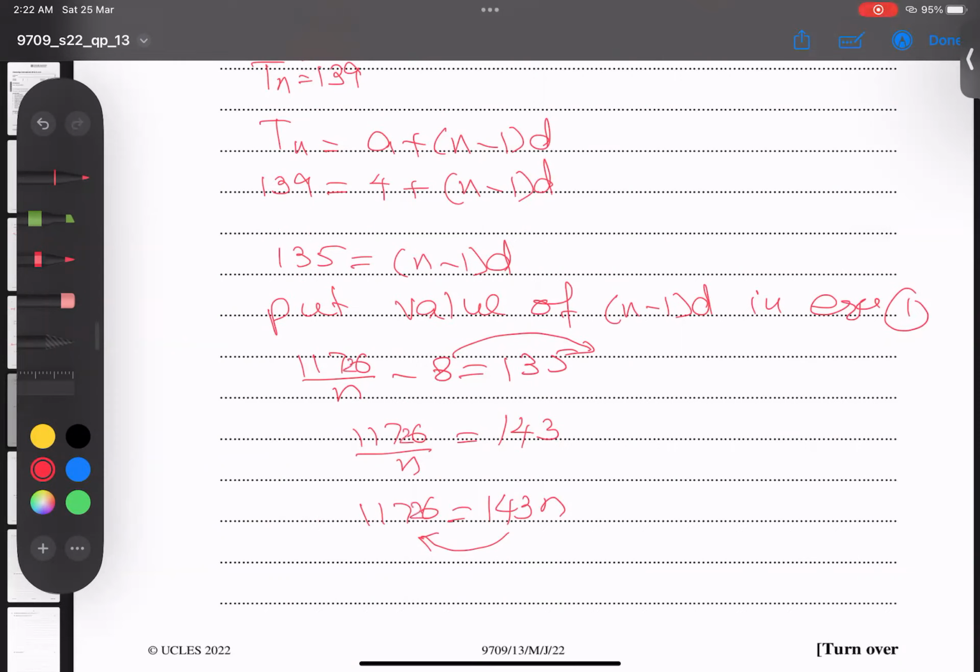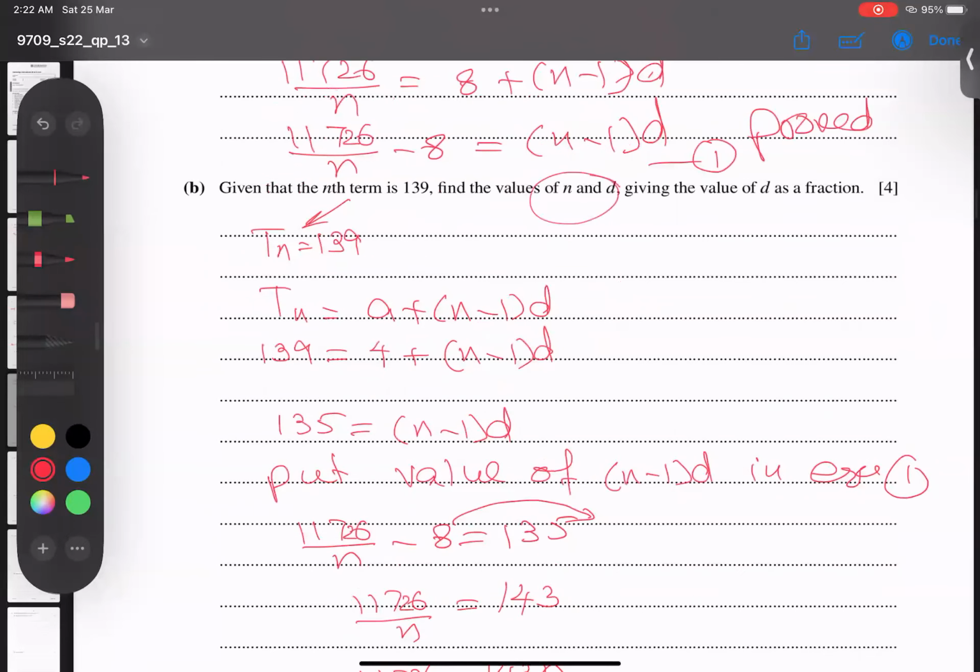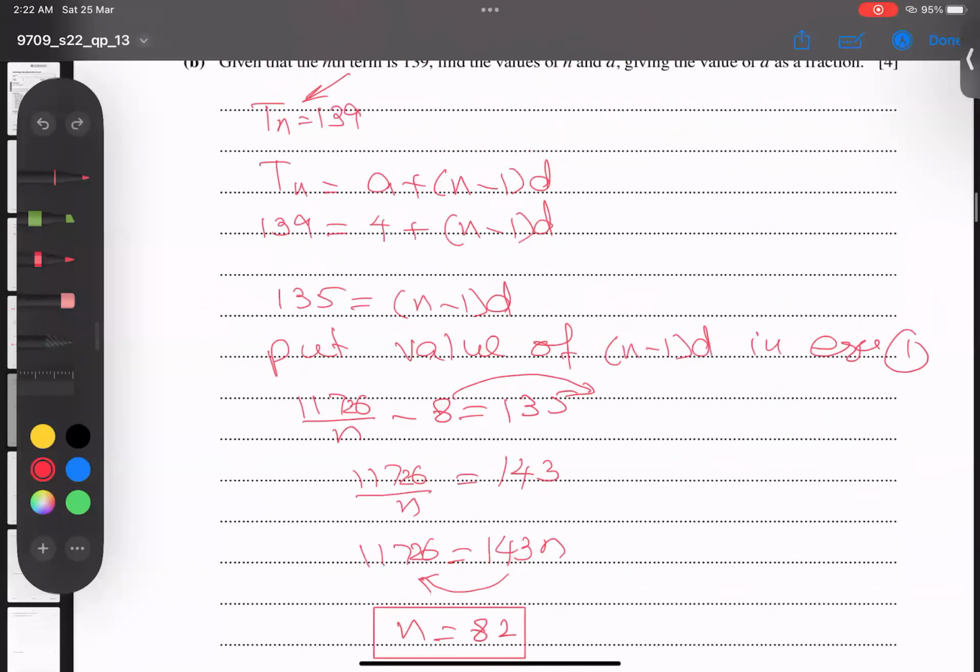If I divide 11726 by 143, I am getting the number 82. So n is becoming 82. It means there are 82 terms. And what is left behind, we have to look for the d value as well. So I think it's a very clear approach.